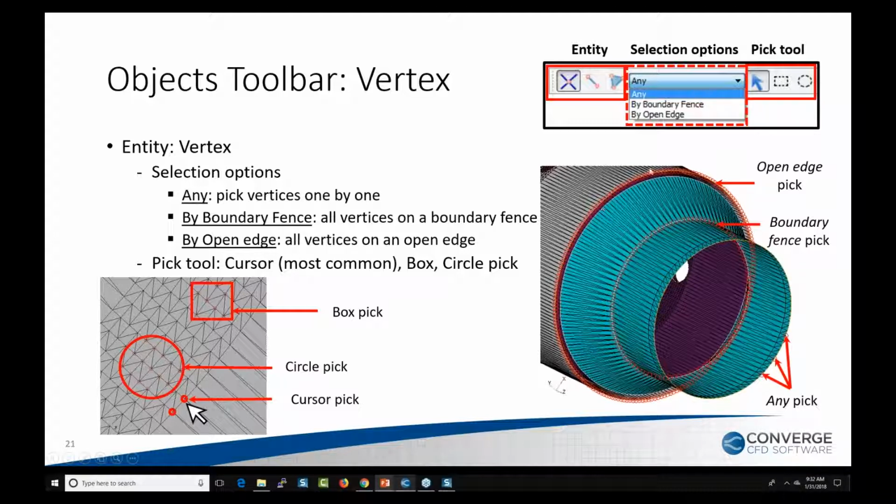You can also pick vertices on an open edge. An open edge is an edge which is shared by only one triangle. Typically, all edges should be shared by two and only two triangles. If it's shared by anything less than two, it will create a hole in the geometry, and we call it an open edge. So you can use open edge to pick vertices. Again, you can use a cursor pick, a circle pick, or a box pick.